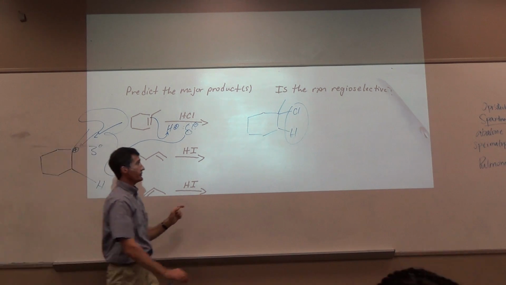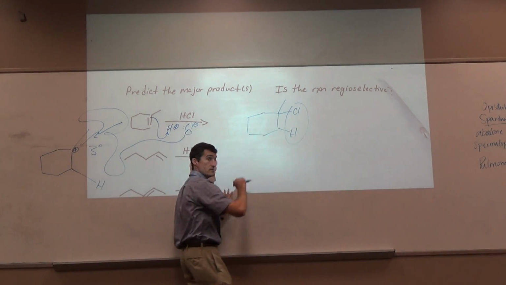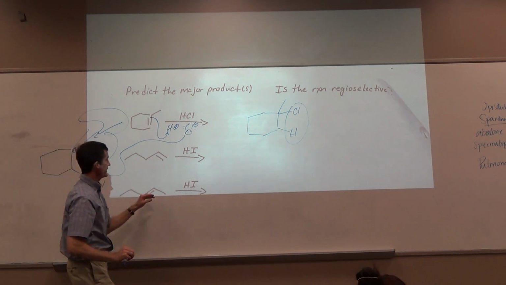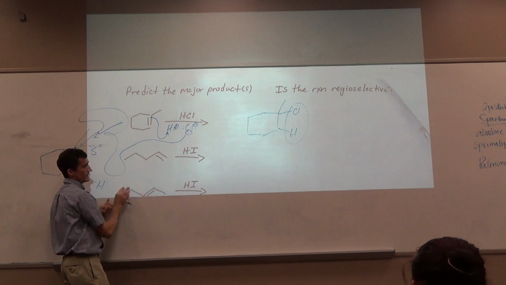Okay, do we expect to get a product with the chlorine here and the H there? No, that would mean the secondary is just as good as tertiary. Is this reaction regioselective? Yeah, it's going to be regioselective. That's going to be the preferred regioisomer, the preferred constitutional isomer. How about this one down here? You want to make the cation on left or right?